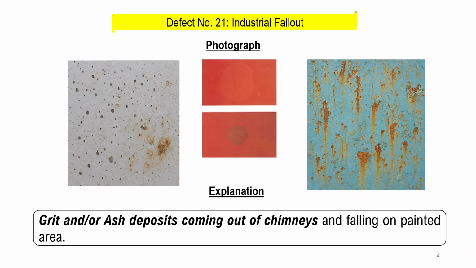It can be simply explained as grit and or ash deposits coming out of chimneys and falling on the painted surfaces.